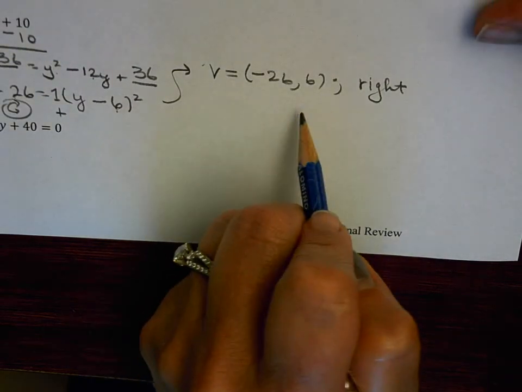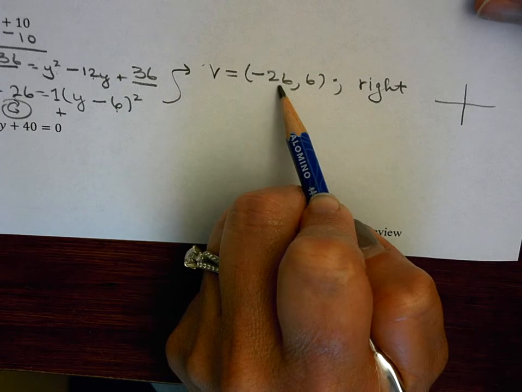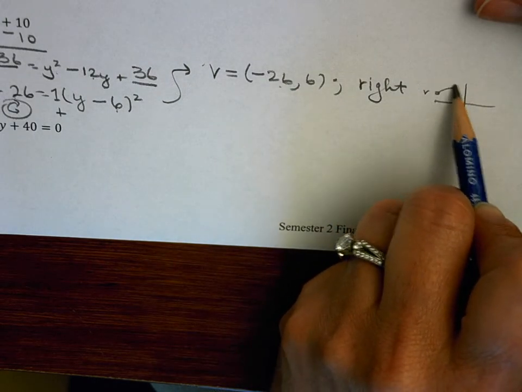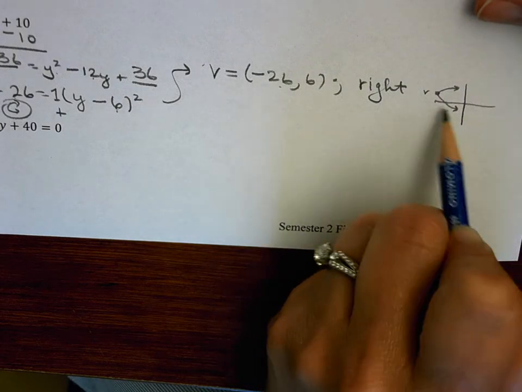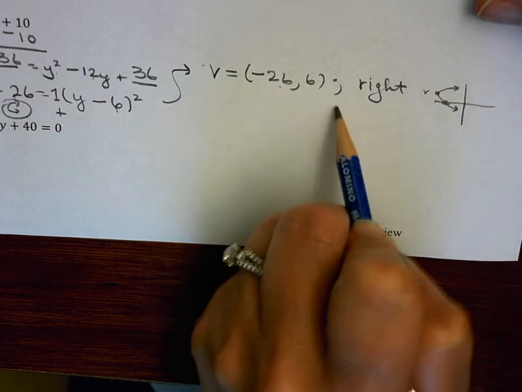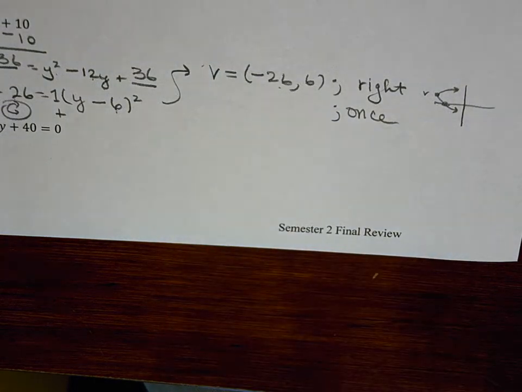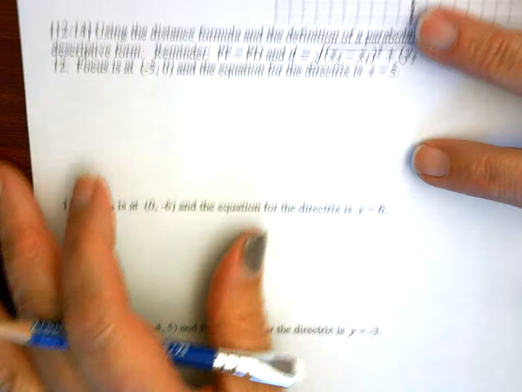So I'm going to just do a little sketch here just to get an idea. So I know that it's going to be at negative 26, 6, so here's my vertex here, and then it's going to point to the right. And so I want to know how many times it will cross the x-axis, and at most it will be just once. Okay. All right, and then let's take a look at another one. So we'll do number 11 next.